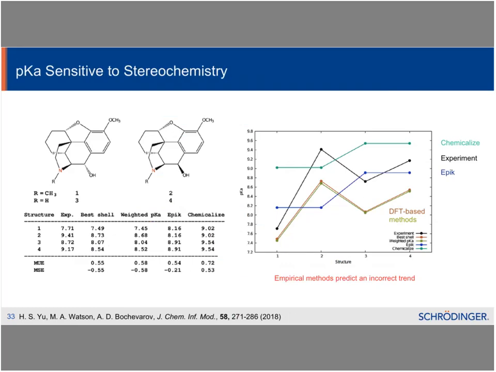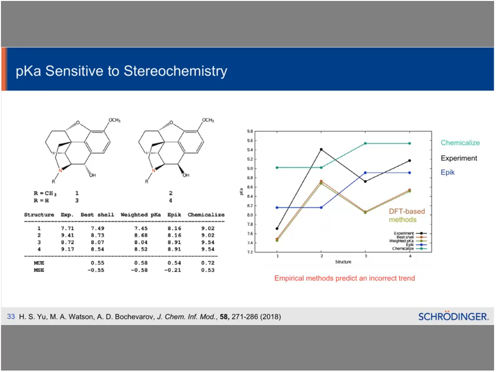Here are some other results that demonstrate the difference. Well, they demonstrate the accuracy of the Jaguar pKa method, but they also demonstrate the difference between empirical methods and non-empirical methods, quantum chemical methods and empirical methods for a group of these molecules. So in these molecules, stereochemistry actually matters. It affects the final pKa, and the differences in stereochemistry here are important.